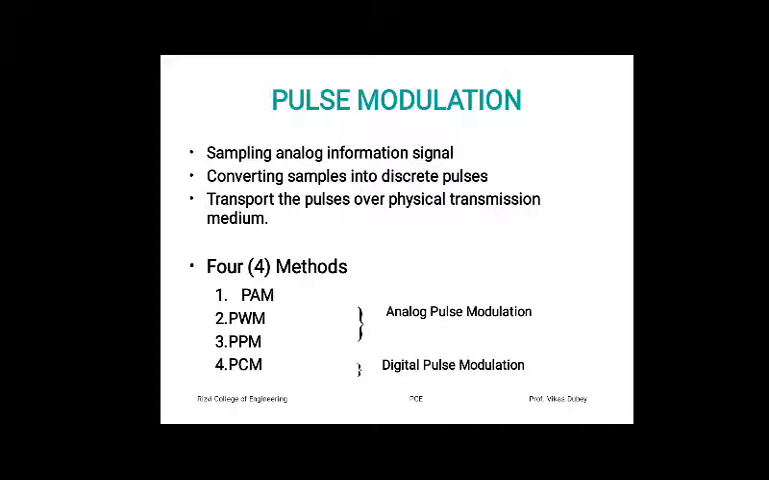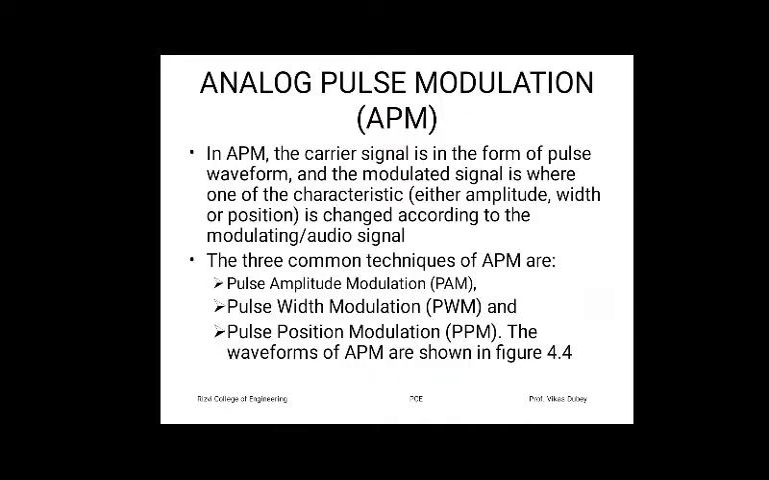So normally there are 4 methods. Analog pulse modulation is broadly classified into 3 parts: PAM, called pulse amplitude modulation, PWM, pulse width modulation, and PPM, which is pulse position modulation. While digital pulse modulation consists of one type, which is PCM, pulse code modulation. Now we will see all three, PAM, PWM, PPM, which are in our syllabus in analog pulse modulation.